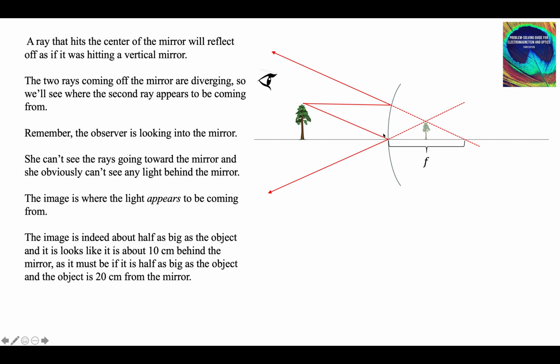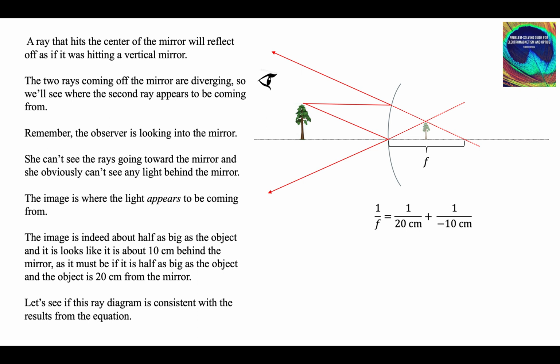And it looks like this is about 10 centimeters behind, as it should be, because the object is 20 centimeters from the mirror. And the image is 10 centimeters from the mirror. That's a magnification of 1/2. So now let's use the equation and see if we get similar results.